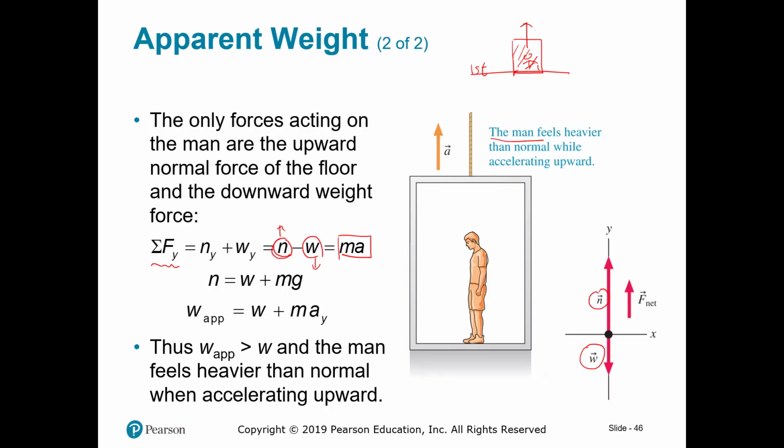Now if you solve this for N, you will see N is your weight plus ma_y, where the weight is mg, right? So your apparent weight, which is the normal force here, is going to be the weight plus a non-zero ma value. Why? Because you're accelerating upwards, right? Your net force is acting upward, so ma_y is a positive quantity. That means your apparent weight is your normal weight plus a positive quantity. That's why you feel heavier. Okay?